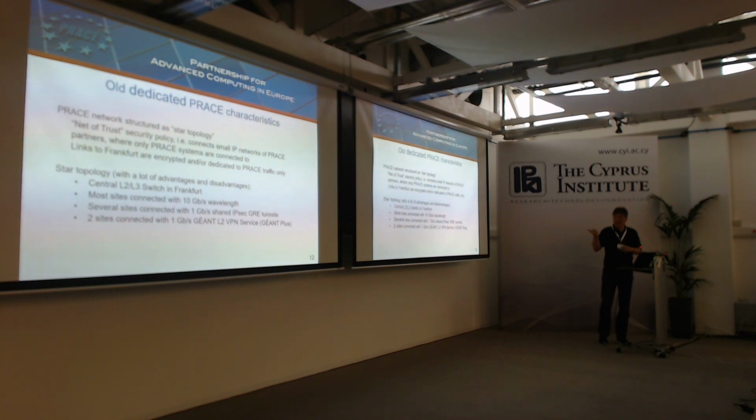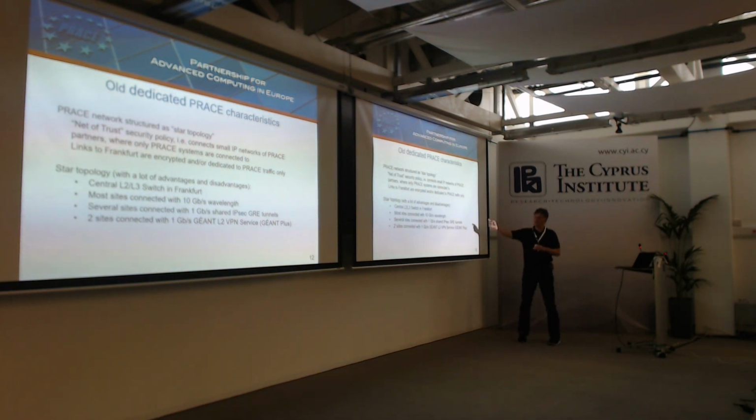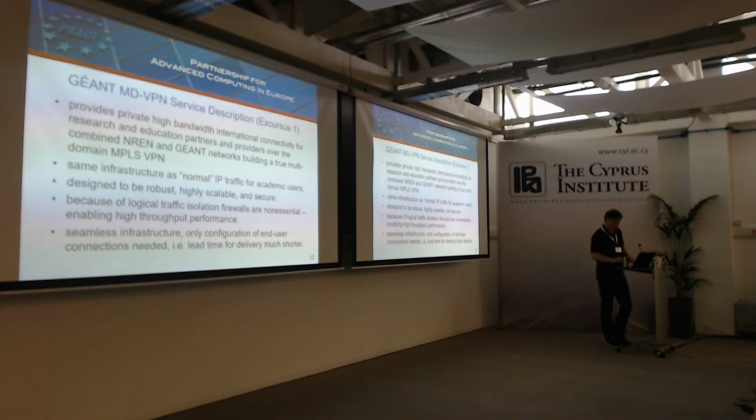So that's a disadvantage. Most sites are connected with 10 gigabit wavelengths, which is very good; you can have high speed throughput. Several sites are connected with 1 gigabit shared IPsec GRE tunnels. That's good and not good, depending on how much bandwidth you need. If you have 1 gigabit connectivity and have to share it with the others, it depends. Maybe you get the whole 1 gigabit if you have fast encryption routers. If you just get a time slot where a lot of others also communicate, you don't have much throughput, but you have connectivity. Okay, those are the advantages and disadvantages.